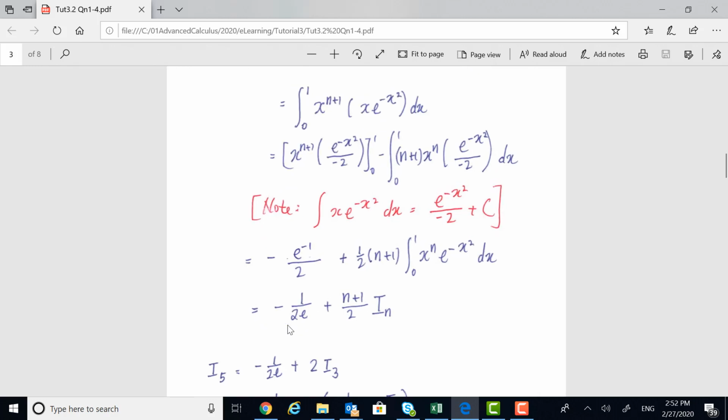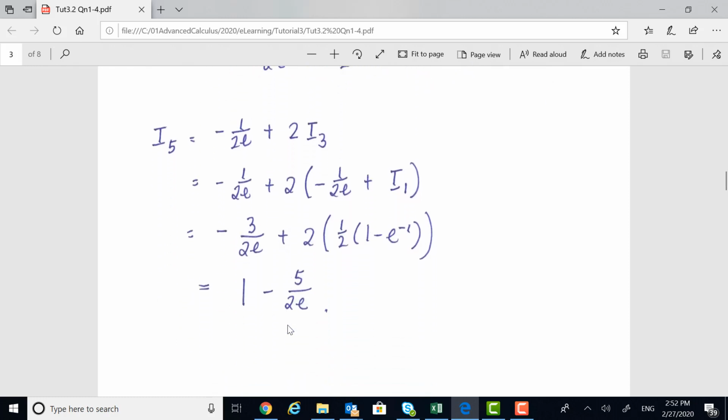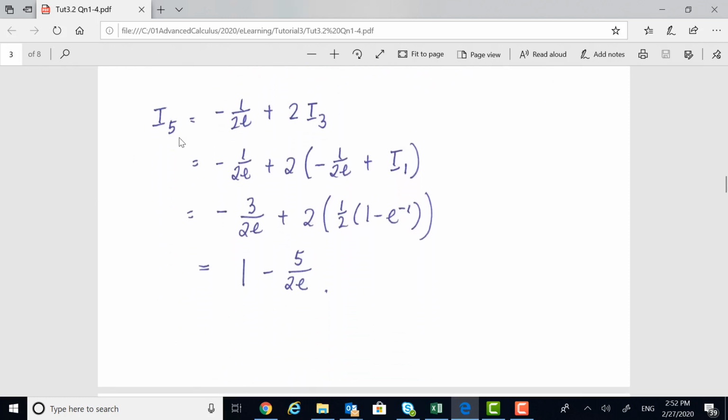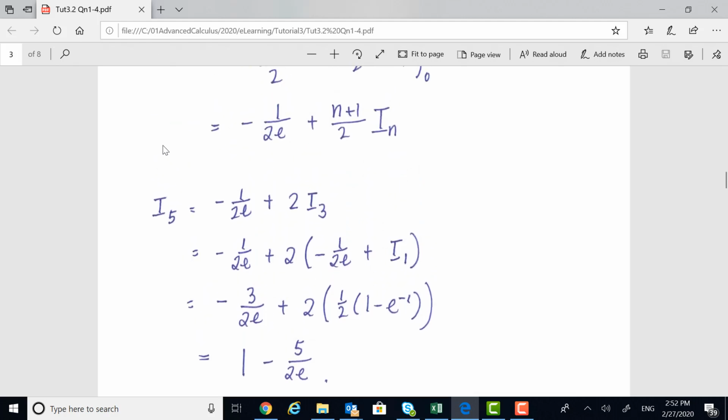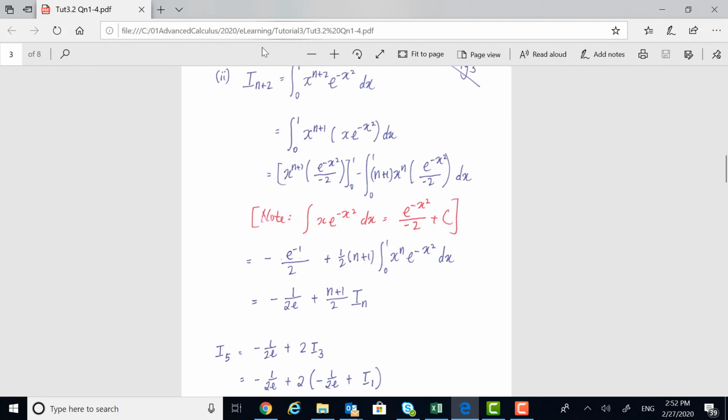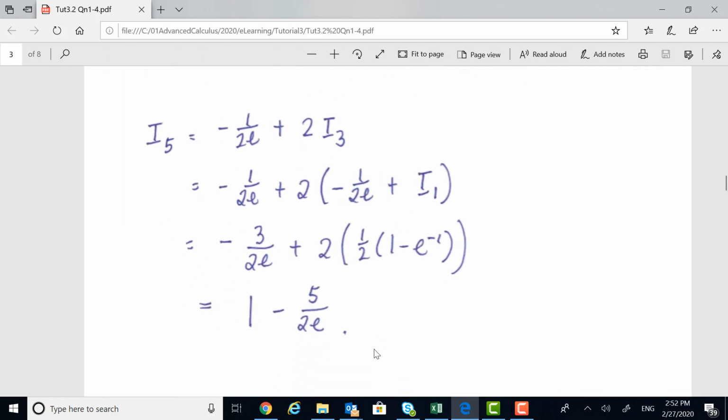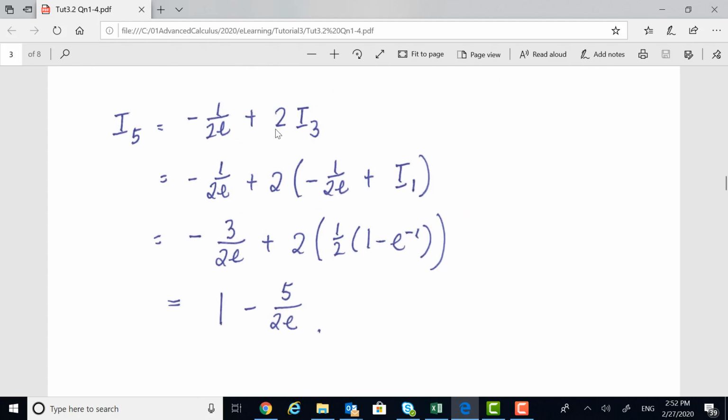And then moving on to the next part of part 2, it now wants me to find I of 5. So to find I of 5, I basically use the proven formula. The proven formula says I of 5 becomes minus 1 over 2e, putting n as 3. Right? Why is it 3? Because you look carefully. When n is 3, this will be 5. And then this will be 3 plus 1, which is 4. Then divided by 2, you get 2 here. Then this is 3. So my I of 5 therefore works out to be here, based on the formula that I've just proven.